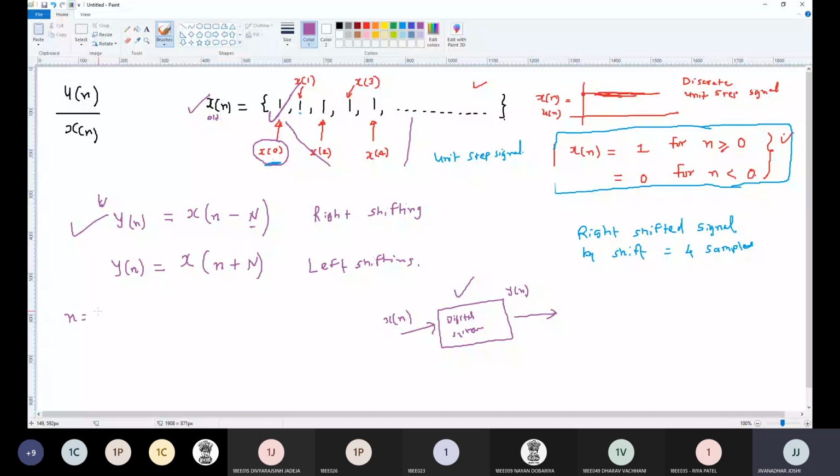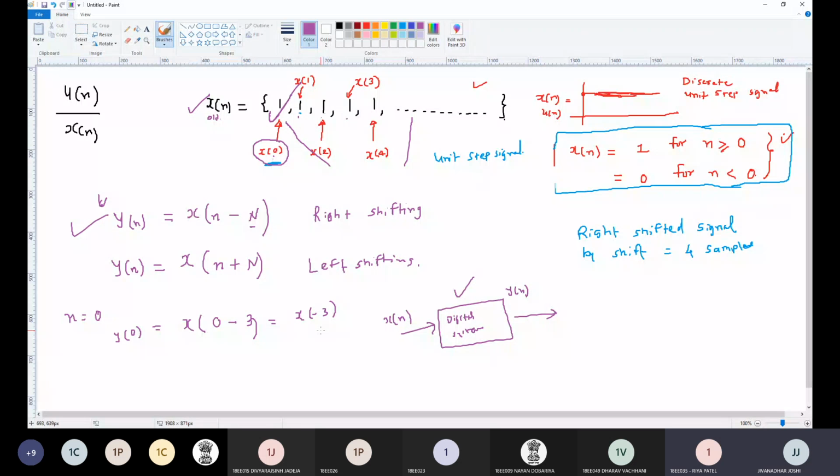Let's assume n equal to 0. So y of 0 is equal to how much? X of 0 minus, say, delayed amount is 3. I am shifting it by 3 numbers of sample. So y of 0 is equal to x of minus 3. What is x of minus 3? See, this is x of 0. This one is x of 1. This is x of 2. This is x of 3. This is not x of minus 3. So what do you mean by x of minus 3? Can you tell me?